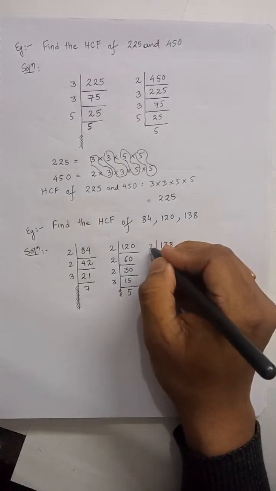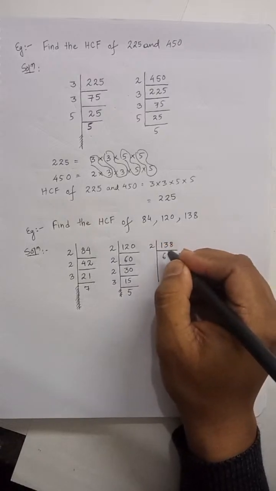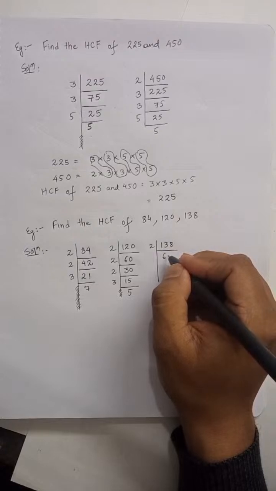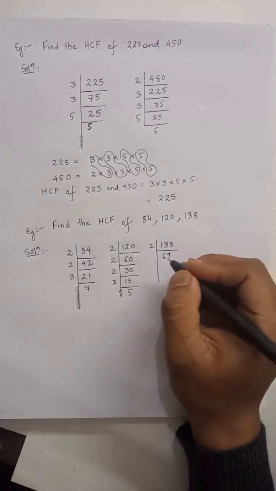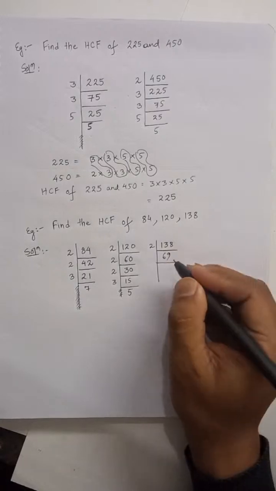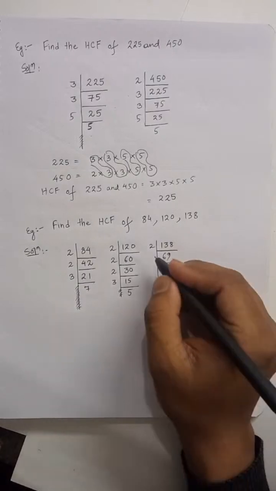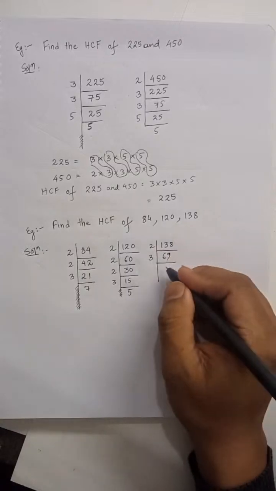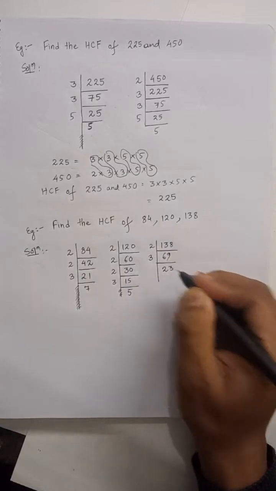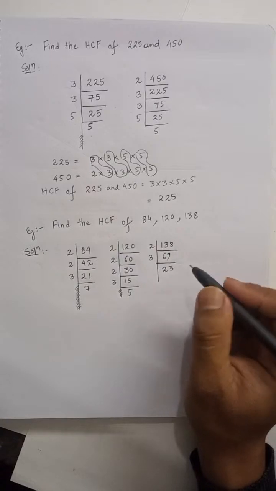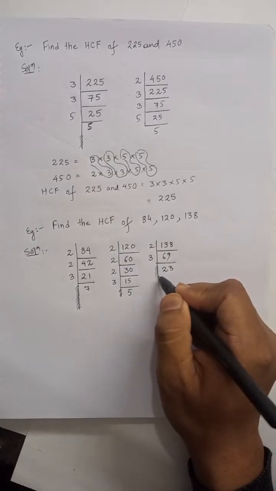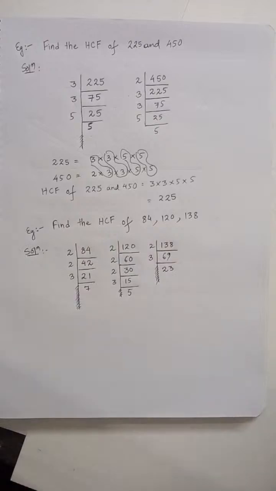So we'll start with 2. 2 into 6 and 2 into 9. Is it? Yes. So we have to divide it by 3 because this is not divisible by 2 anymore. I mean 69. So we'll divide it by 3. 3 into 2 is 6 and 3 into 3 is 9. And 23 is a prime number, so we cannot divide it by any other number. So our prime factorization will stop here.